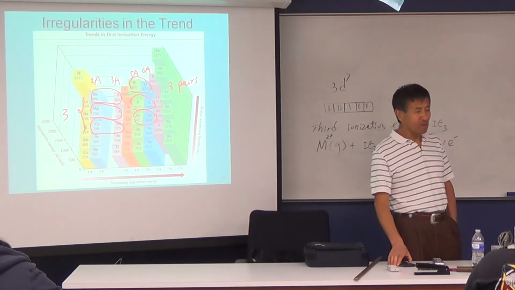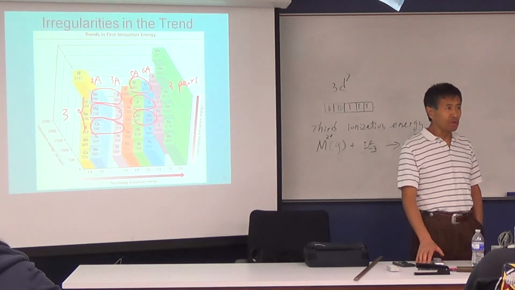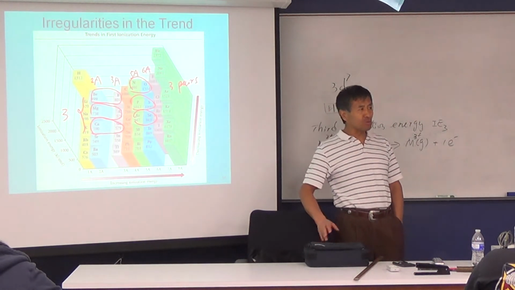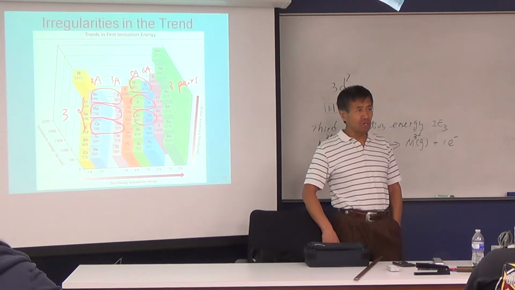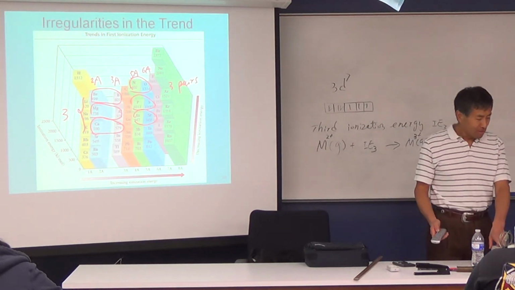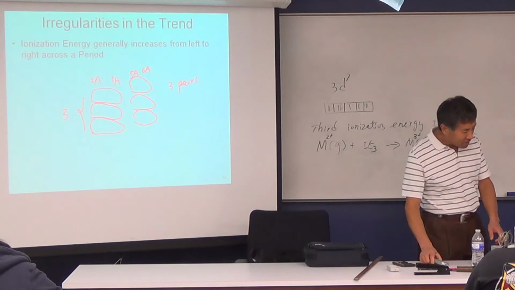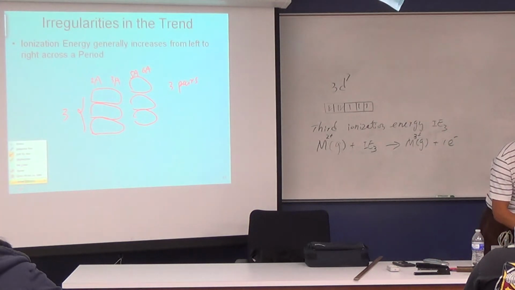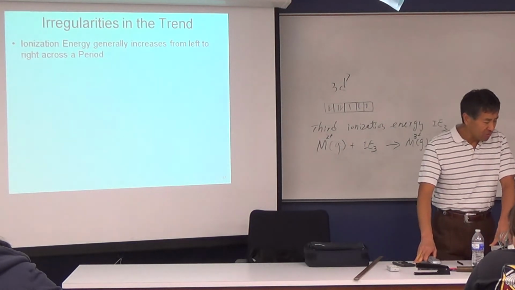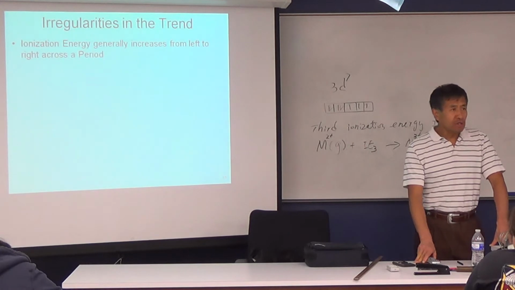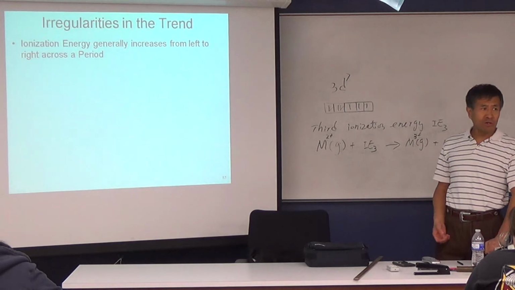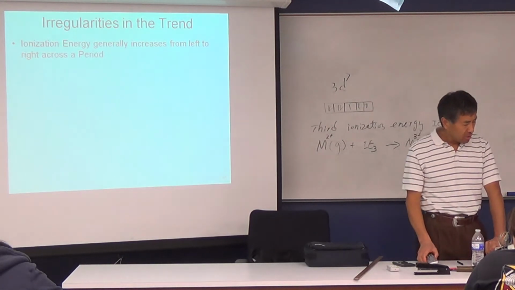What is our model? It's the quantum mechanics model. And in the quantum mechanics model, what we learn in this class is to see the electron configurations. Where are the electrons? In what orbital? So we are going to use the electron configuration to try to understand those 6 pairs of exceptions. In general, ionization energy increases from left to right across the period.